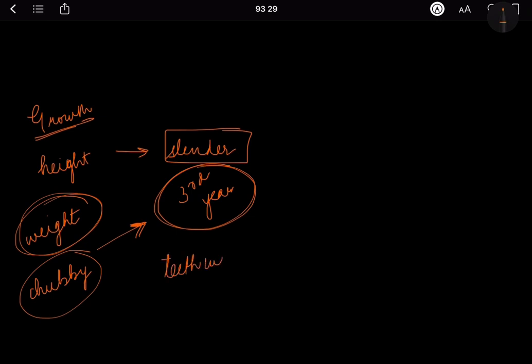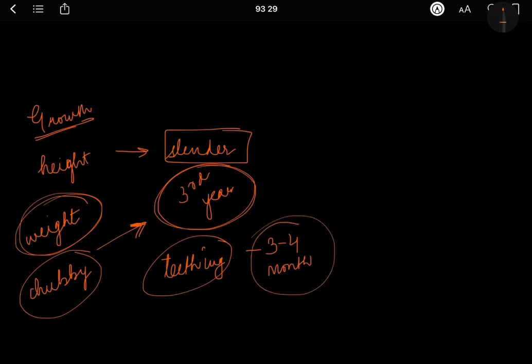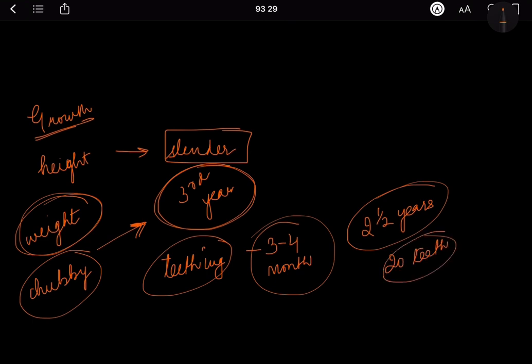So teeth also come out. Teeth start to erupt. By the third to fourth month, the baby's teeth start coming. Okay? Third to fourth month the teeth come, and by 2.5 years, when the child is 2.5 years old, the mouth is full. So they have about 20 teeth. Okay? So the first teeth come around 3 to 4 months. By 2.5 years, the mouth is full of teeth. Okay? Then eye coordination starts to improve. Okay? Hand to mouth coordination starts to improve in about 1.5 years.